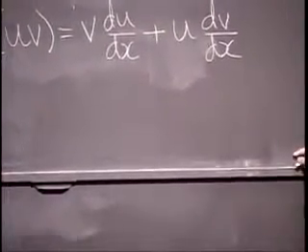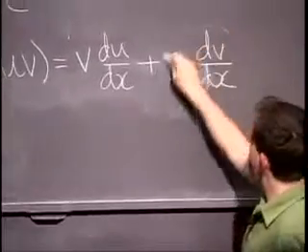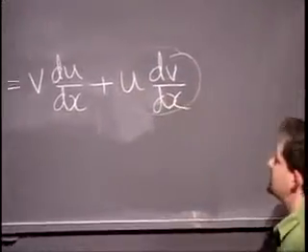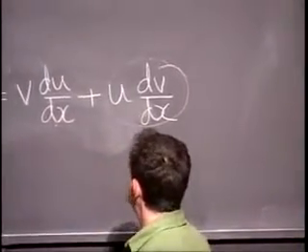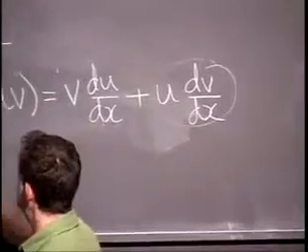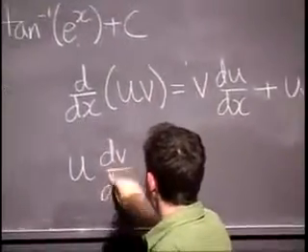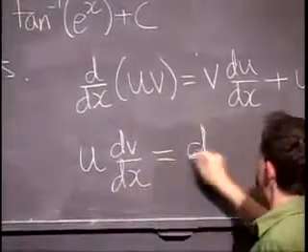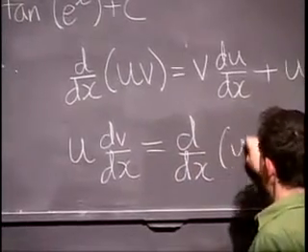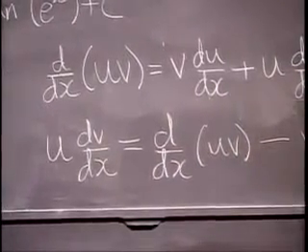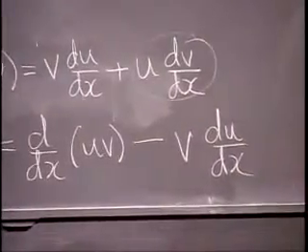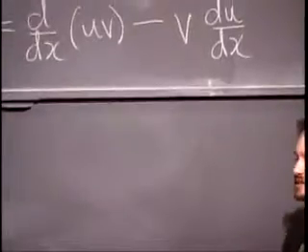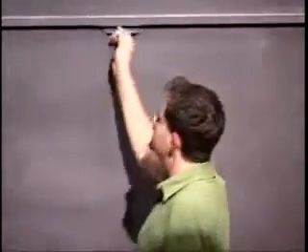So now let's bring this around and make that the subject. Solve for this by subtracting that term, and you're going to get u dv dx is the derivative of uv minus v times du dx. All right, not very exciting. We're supposed to be doing integration, so let's just integrate this.